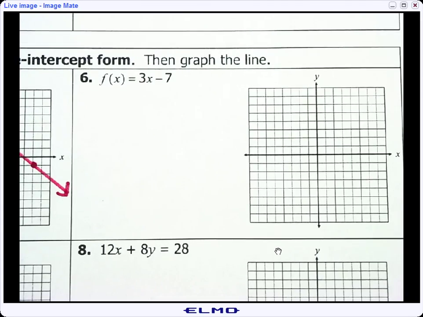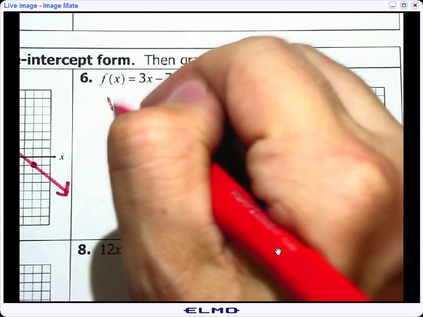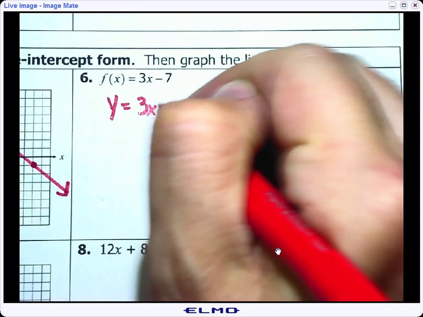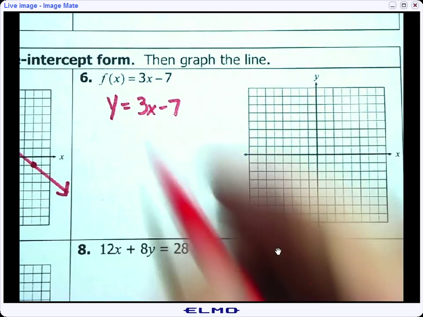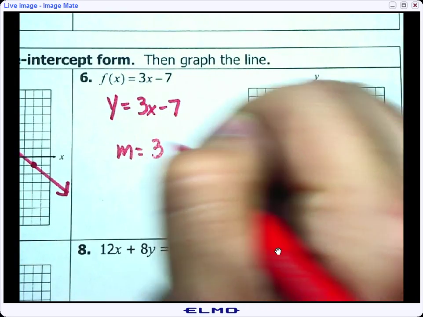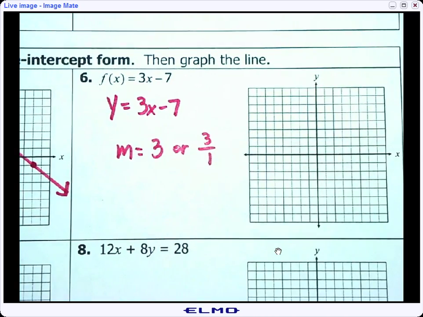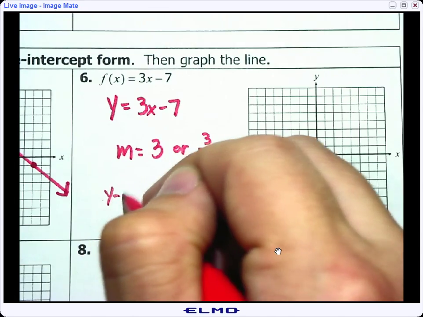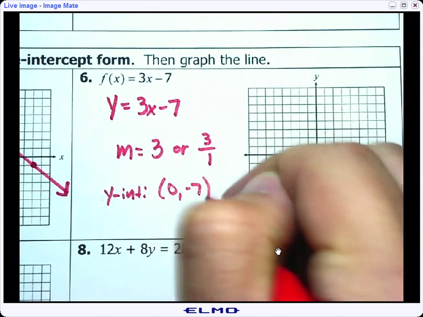All right, number 6. They've given me the equation in function notation, but remember that's the same as saying y equals 3x minus 7. It's just another way of saying y. And it's already in the right form. So my slope is 3, or think of it as 3 over 1, rise over run if you need to. My y-intercept is at the coordinates 0, -7.